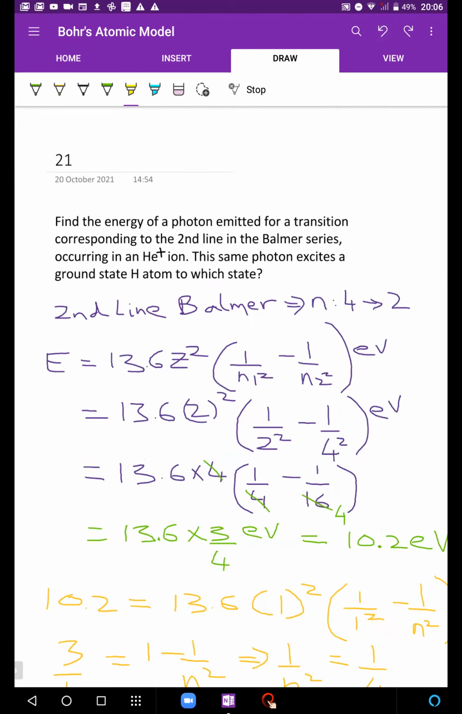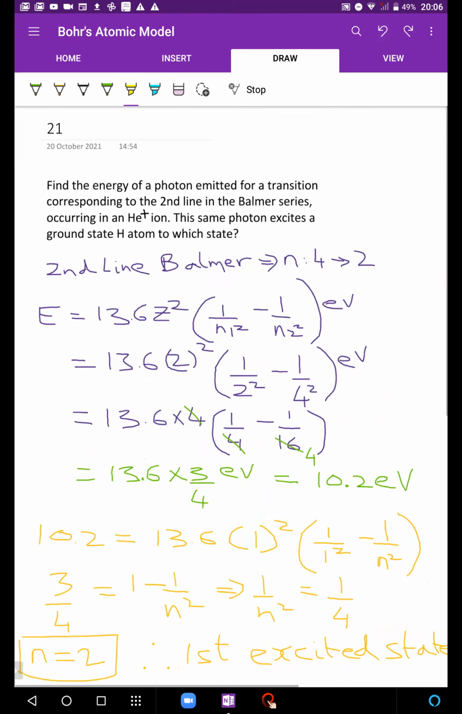Sounds a little familiar, and exactly what, 10.2. So that's 10.2 electron volts, 3.4 into 3. अब 10.2 electron volts. अब आगे सवाल क्या है? This same photon excites a ground state H atom to which state?